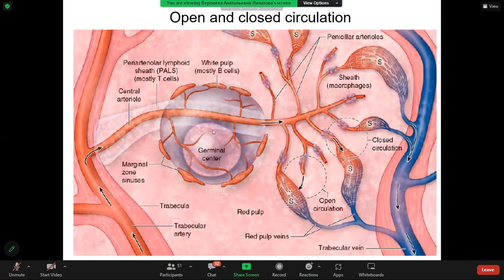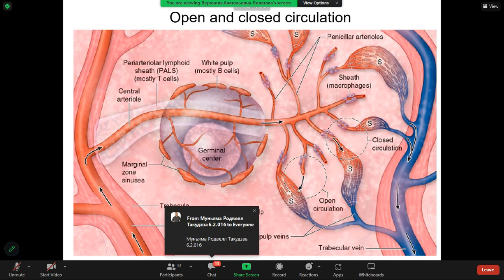Here, one more picture illustrating the features of open and closed circulation: trabecular artery, central artery, penicillar artery, ellipsoidal artery with a sheath of macrophages, just into stroma, into splenic cords by reticular cells. But here you see the arrow from stroma to sinusoids from outside of it. This is open circulation to destroy the injured erythrocytes or old erythrocytes.